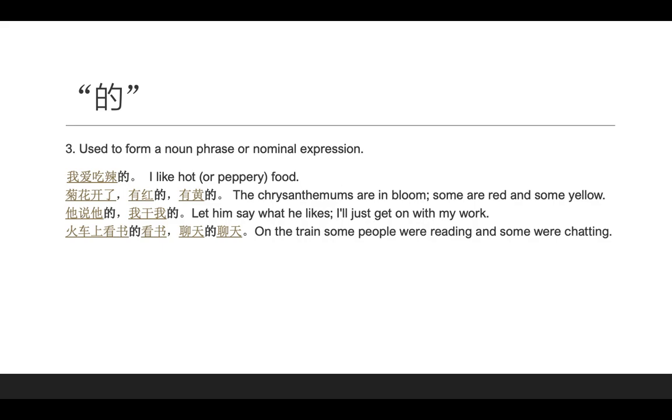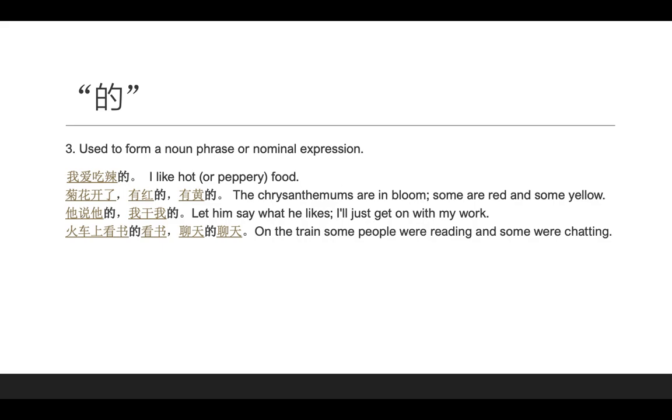菊花开了，有红的，有黄的. So the chrysanthemums are in bloom. Some are red, some are yellow. 有红的，有黄的. There you have some red chrysanthemums and some yellow chrysanthemums.